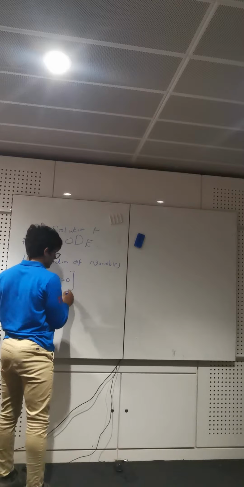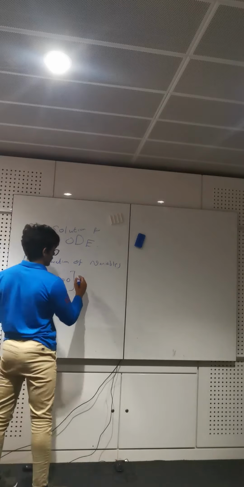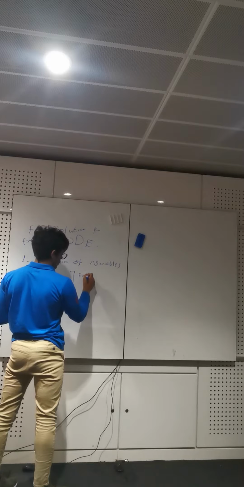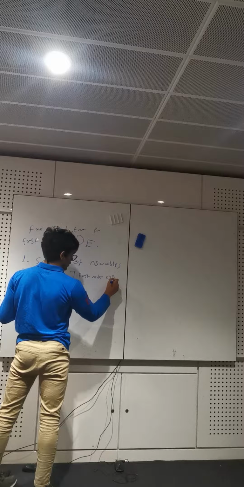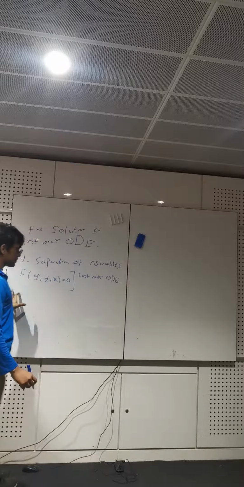So for linear ODE, we say it can be written as a function of the first derivative, function of y and function of x, which is equal to 0. This is what a first order ODE looks like. And first order ODE can be written in this form.